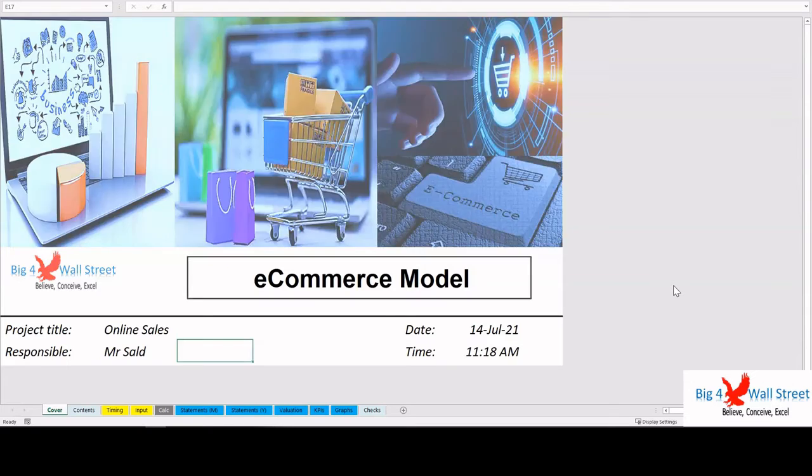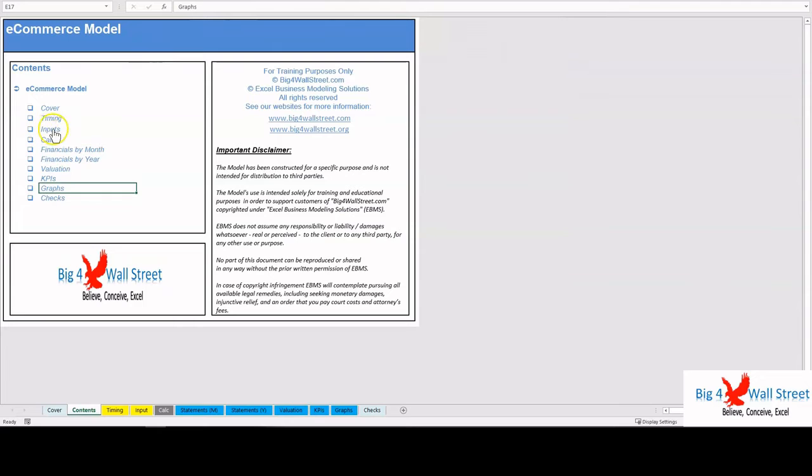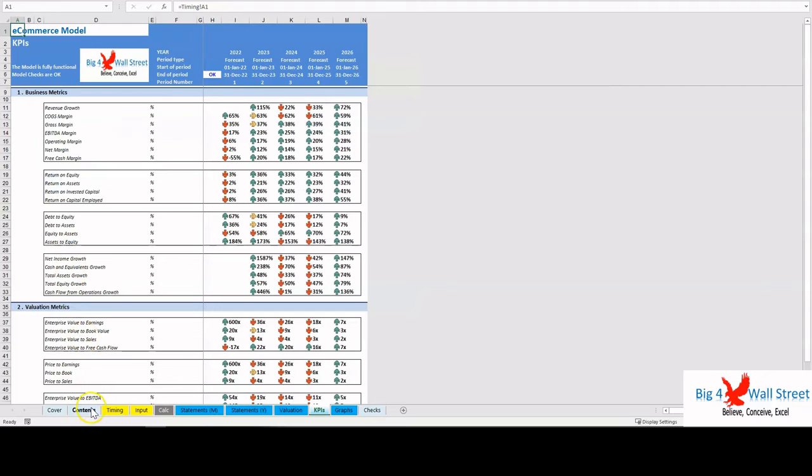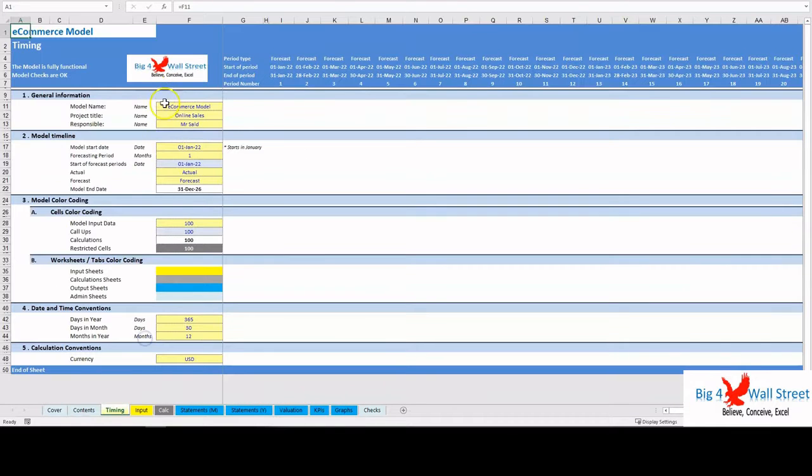So, a quick overview of the model. In the Contents tab you can see the structure of the model, and by clicking on any of the headlines you are redirected to the relevant worksheet. On the Timing tab you can feed the general information for the model, such as model name, responsible, timeline of the model and date and currency conventions. Additionally, there is a description of the color coding of the model in the same tab.